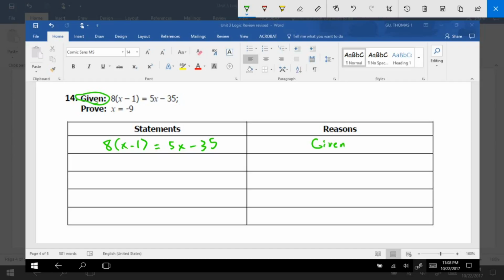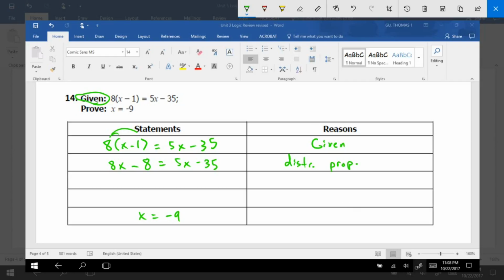Now let's go ahead and write our last spot. Prove that x equals -9. So the last one is always what you're trying to prove. But we don't know how we get there yet. So let's just work this out. First we're going to distribute. So we would have 8 times x, 8x, minus 8 times -1, which is minus 8, equals 5x minus 35. We use the distributive property.